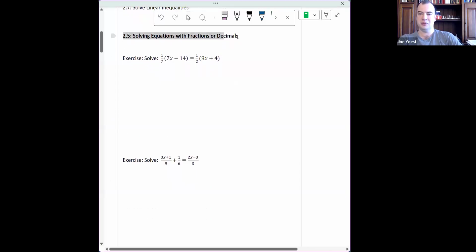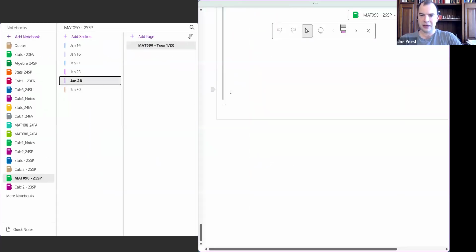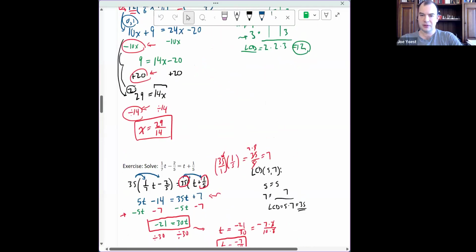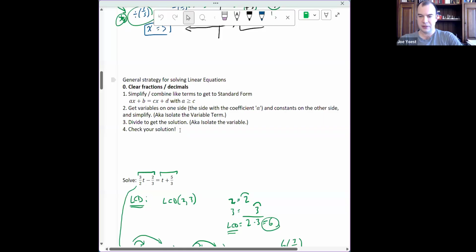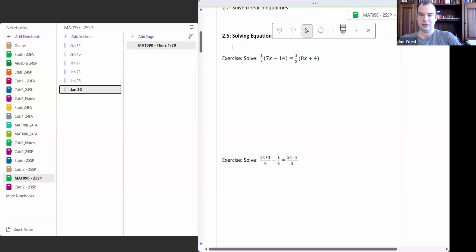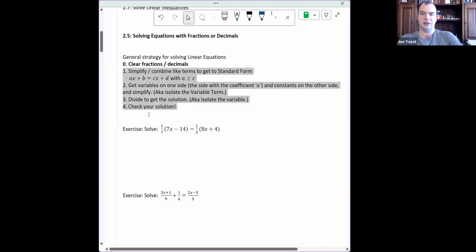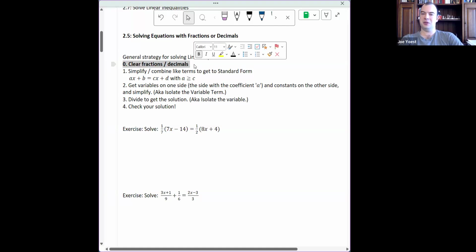Okay, so jumping into 2.5, we're going to start right off with 2 exercises. If you remember from last time, we had our general equation solving strategy. Let me actually jump back there and grab that to put it on the screen. There we go. And you can reference that while we work on these exercises. So we had our general equation solving strategy, which was the previous section strategy plus clearing fractions or decimals at the beginning.